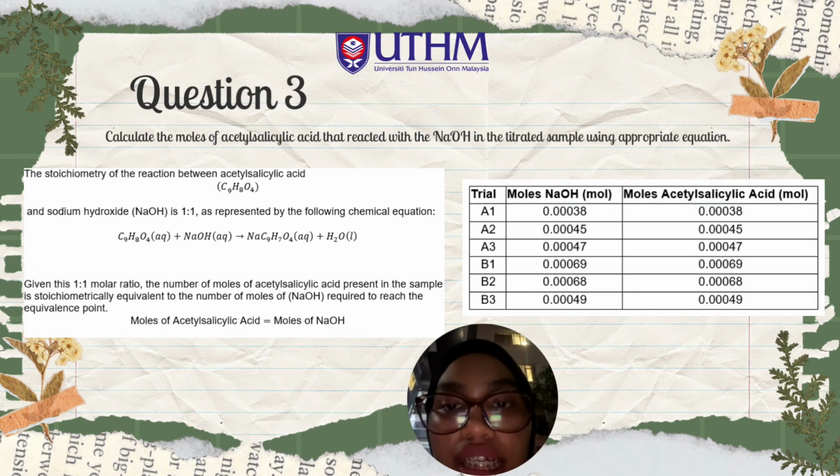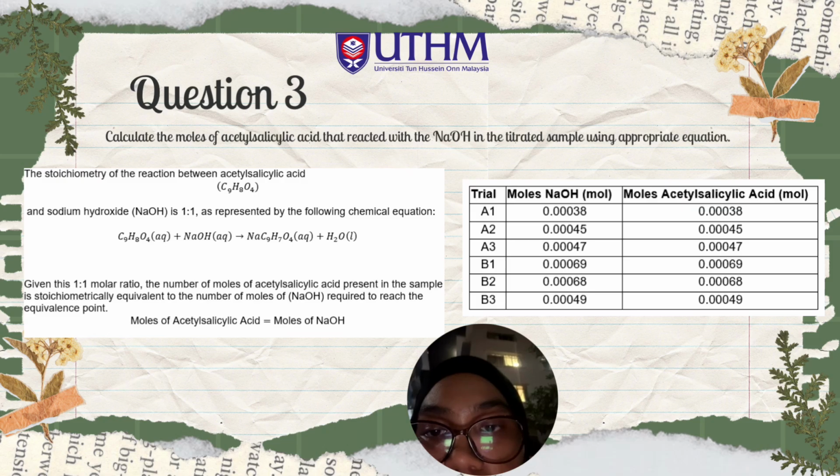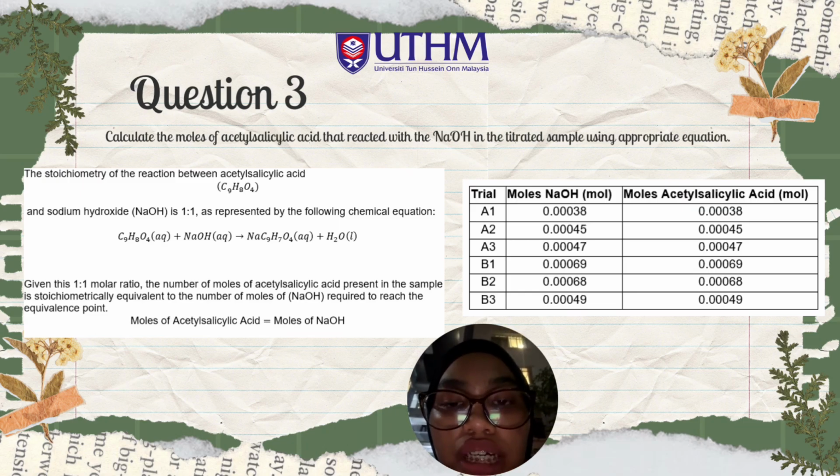Question 3. Calculate the acetylsalicylic acid that reacts with the NaOH in the titrated sample using the appropriate equation. The stoichiometry of the reaction between acetylsalicylic acid and sodium hydroxide is a 1:1 ratio, as represented by the following chemical equation. Given this 1:1 molar ratio, the number of moles of acetylsalicylic acid present in the sample is equivalent to the number of moles of NaOH required to reach the equivalence point. Moles of acetylsalicylic acid equals moles of NaOH. After the calculation, as you can see in the table below, that is the answer.